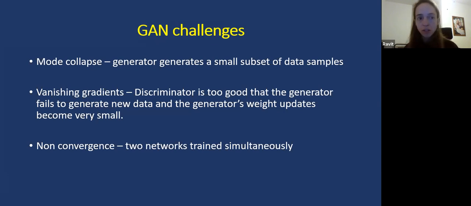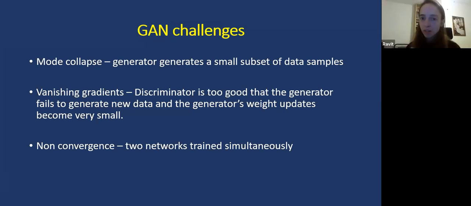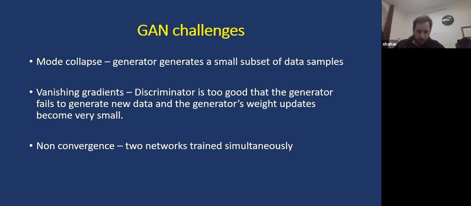Why are they so hard to train? There are three scenarios in which GANs can fail. One of them is mode collapse, in which the generator generates a small subset of samples. If we talk about images, then the generator will generate a repeating subset of identical images.